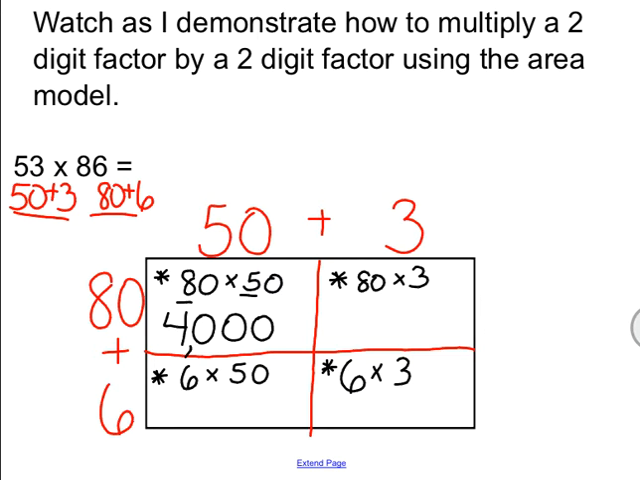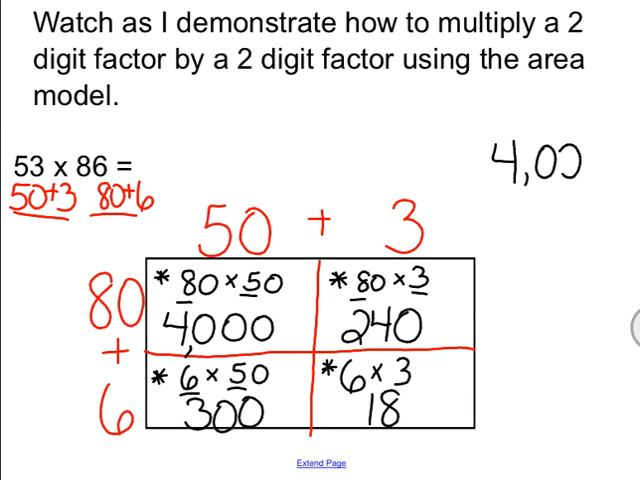Next, I notice 80 times 3. 8 times 3 is 24. 1 zero. So that is 240. Next is 6 times 50. 6 times 5 is 30. And 1 zero makes 300. And now my last box is a basic fact. 6 times 3, 18.